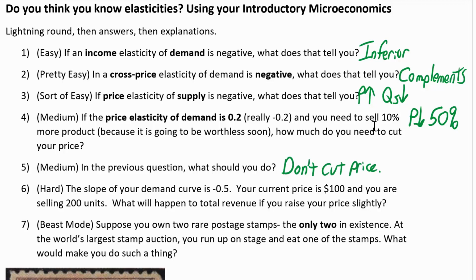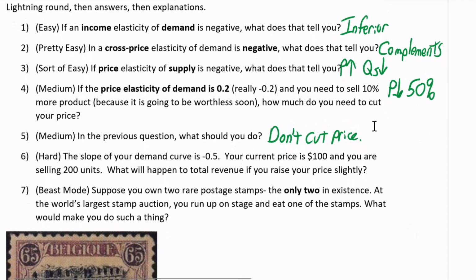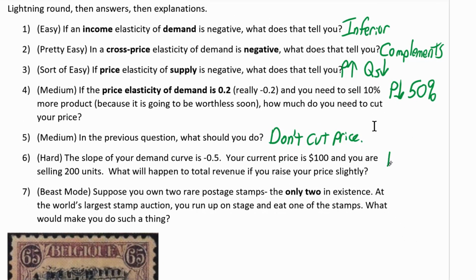Number 6. The slope of your demand curve is minus 0.5. The current price is $100 and you are selling 200 units. What will happen to total revenue if you raise your price slightly? The answer here is total revenue will stay the same. Although there is a technical answer you could give where you could say total revenue will go down just a little bit. 2 ways to think about that.